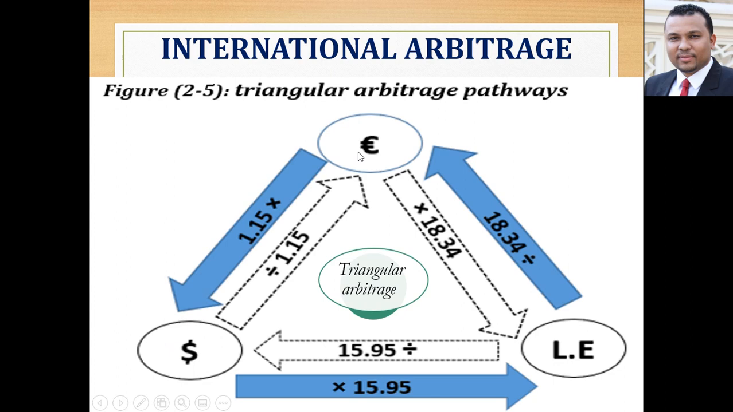Now, in our example, we started with euro. Now I want to start with US dollar, in the same direction. You convert 10 million dollars to Egyptian pounds by multiplying by 15.95. Now you convert the Egyptian pound to euro by dividing the value by 18.34. And now I want to go back again to the US dollar by multiplying by 1.15. Surely the profit equals $1,363, the same profit.